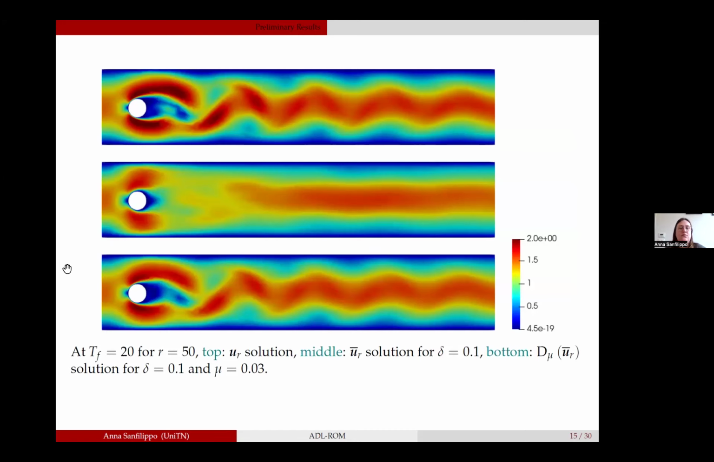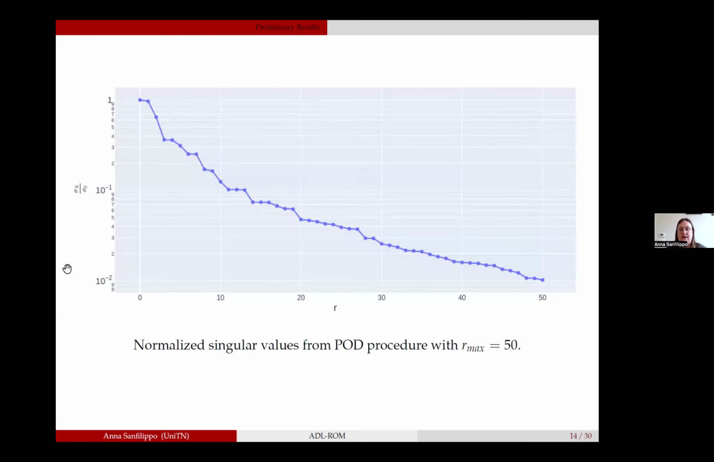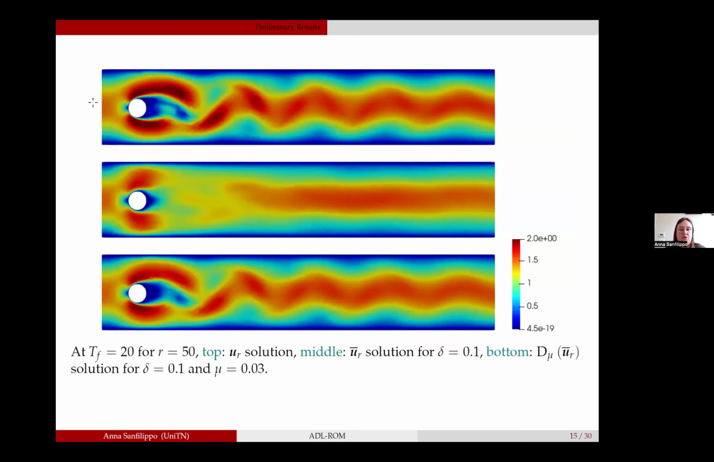In this case, we used all the basis functions we had, so 50, and we studied the solution at the final time. So the top solution is the G-ROM solution, so the reduced solution itself. And we have some problems around the cylinder, and after the cylinder it is too dark. That means there is something happening that shouldn't.